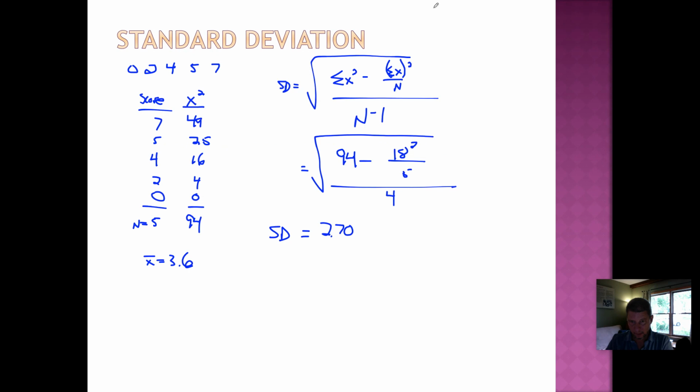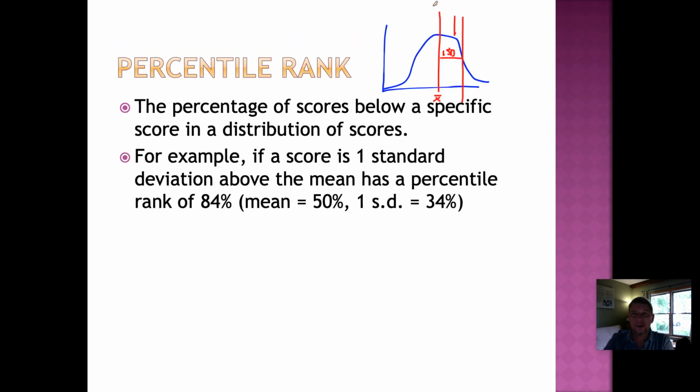Because right here is 50% plus 1 standard deviation, which is 34. So 50 plus 34 is 84. And so this is the 84th percentile. The mean is 50%. The standard deviation is 34%. If I went 1 standard deviation below the mean, then this point right here, it'd be 50 minus 34, which would be the 16th percentile.